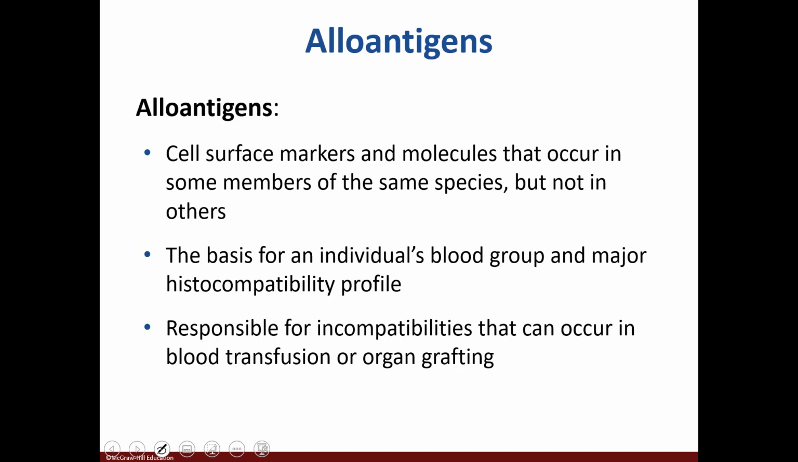Alloantigens are markers found in some members of the same species but not others. These are important in blood groups and histocompatibility profiles. Any alterations in these lead to blood transfusion reactions or transplant rejection.